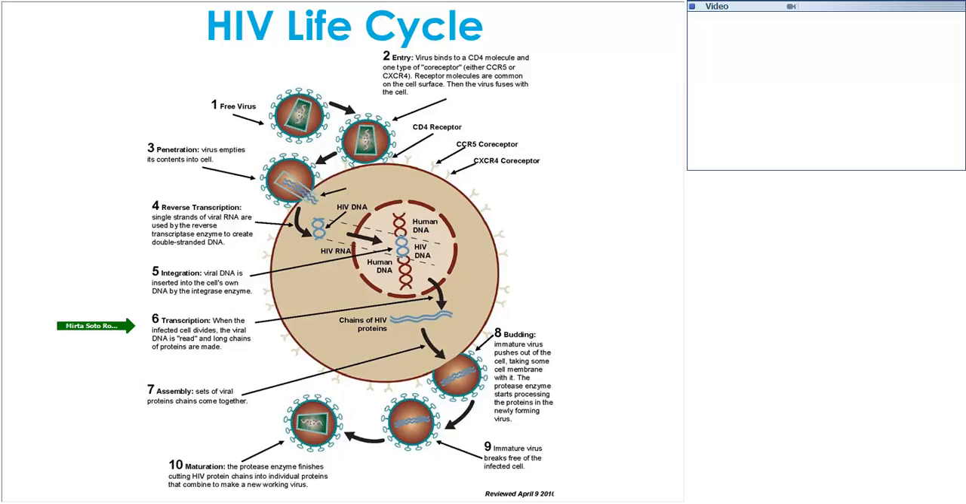creates messenger RNA to then make long chains of HIV proteins. The assembly of the long chains begins to take place, and the enzyme protease will actually cleave the protein chains into individual proteins, which then go on to combine with RNA genetic material, which enables the virus to assemble. The new virus then buds from the host cell, and the protease enzyme continues to cleave the final proteins so that it can become a functional and mature virus.